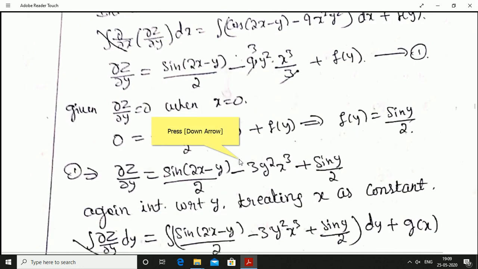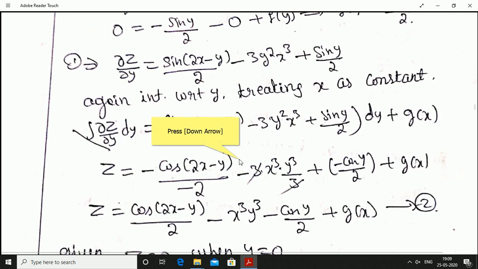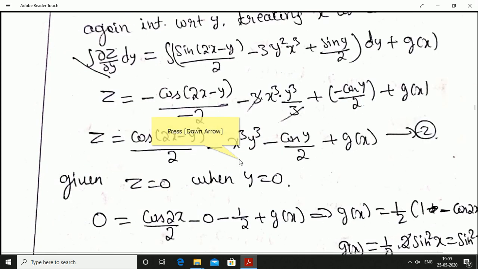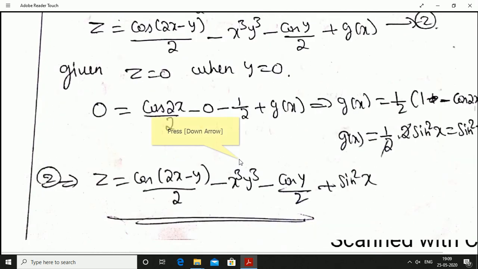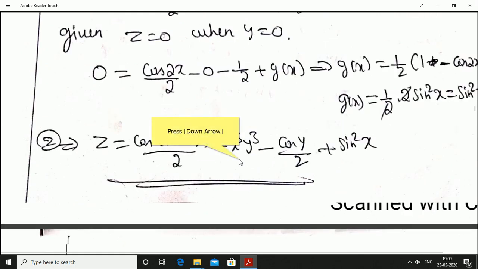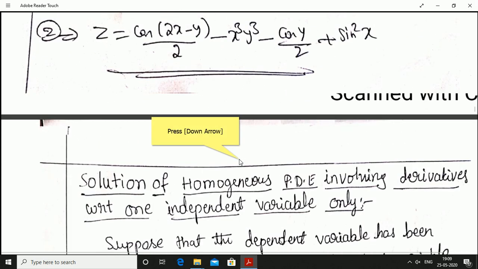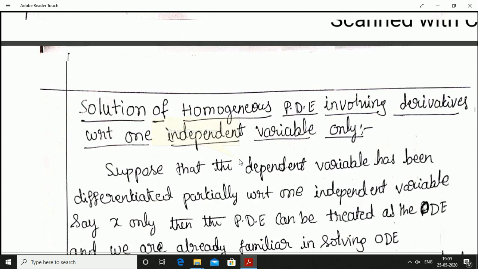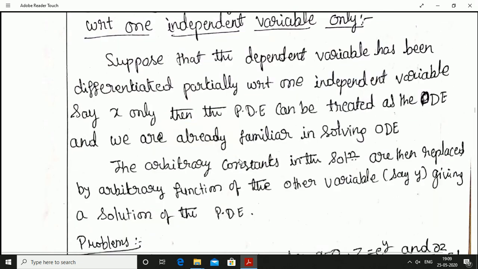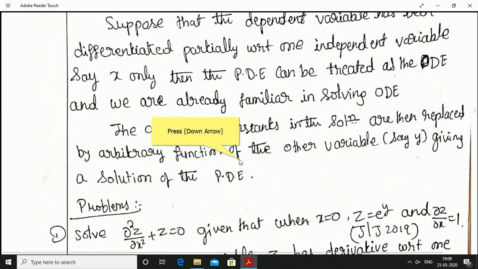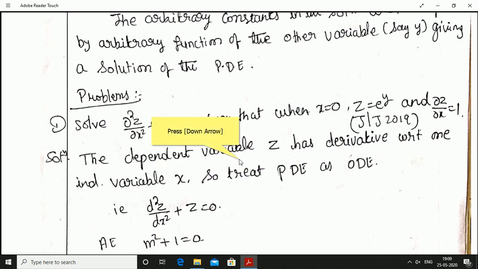Now we'll move on to solution of the homogeneous partial differential equation involving derivatives with respect to one independent variable.